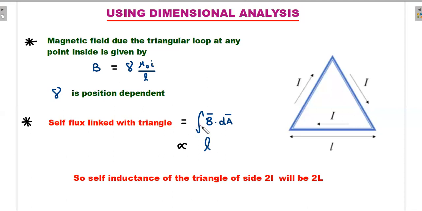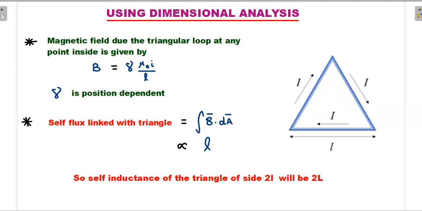Whatever happens to gamma is immaterial. It is dependent only on the shape, which means if the size of the triangle has become 2L, that is the side has become 2L, then this would become 2 times with the gamma factor remaining the same. So the self-inductance of the triangle of the side twice the length should be twice the self-inductance of the smaller triangle. So this is one option that will lead us to thinking about the last two options.